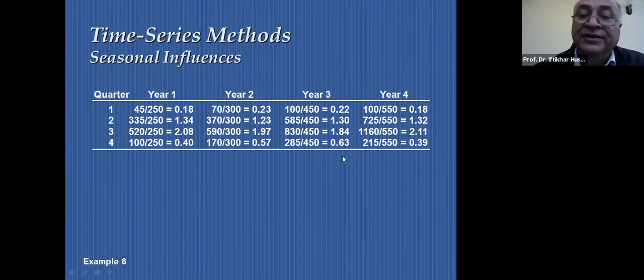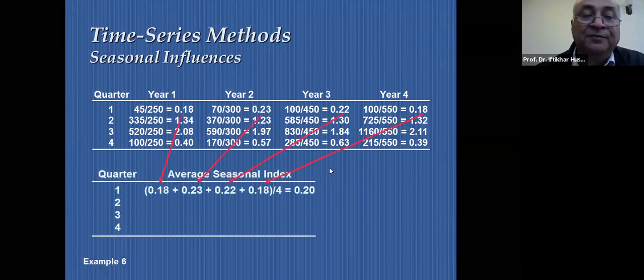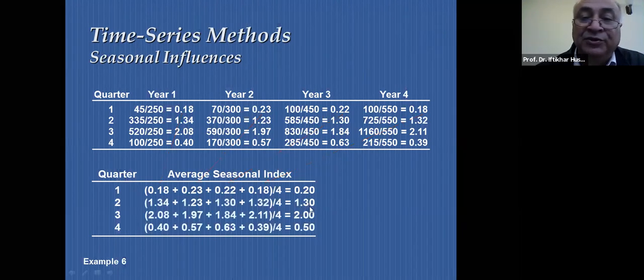So these are their indices for each one. Similarly, okay. So quarter 1 index for year 1, year 2, year 3, year 4, add all of them. When we add this, then divide with 4 because there are 4 years. So 0.20. Similarly, the next, which is quarter 2 for year 1, year 2, year 3, year 4, we will take its average. So that is 1.30, then 2.00, 0.50.